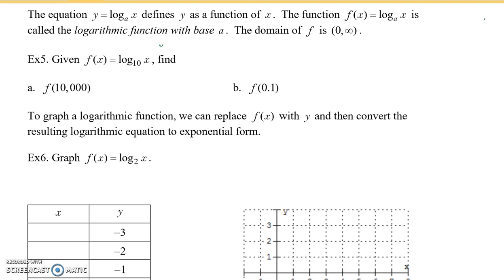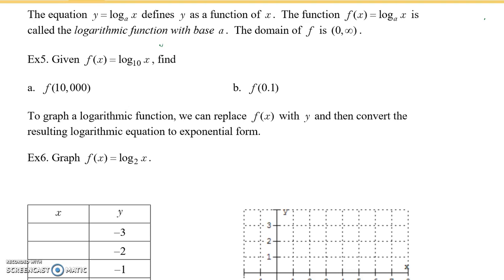The function f of x equals log base a of x is called the logarithmic function with base a. The domain of f is 0 to infinity, that is x greater than 0. So logarithmic functions are not defined for all real numbers. They're only defined for the positive real numbers. Let's look at an example of a logarithmic function. Log base 10, f of x equals log base 10 of x.